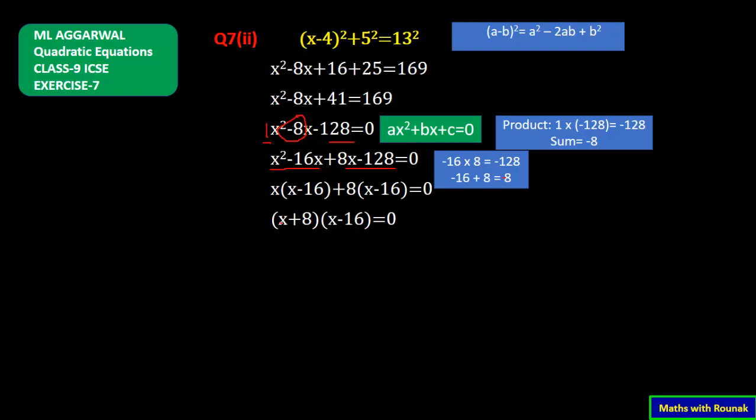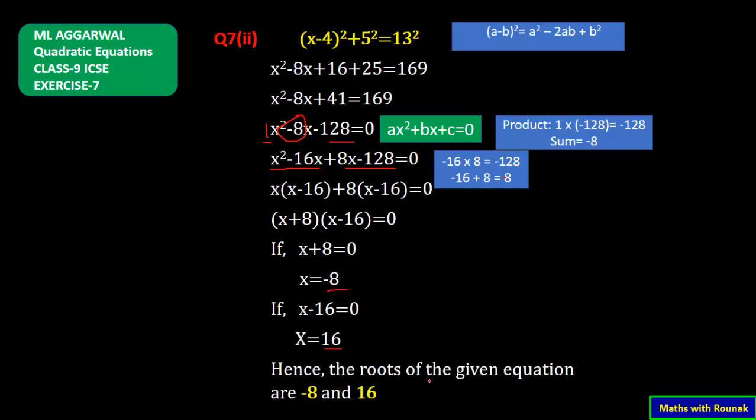Now we can take either of the brackets as 0. Let's take x plus 8 equal to 0. If x plus 8 is equal to 0, then the value of x we will get will be negative 8. And if x minus 16 is equal to 0, then the value of x will be 16. So we have two values of x, negative 8 and 16. Hence the roots of the given equation are negative 8 and 16.